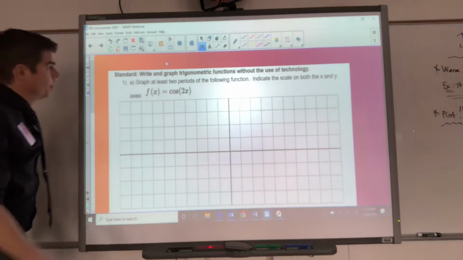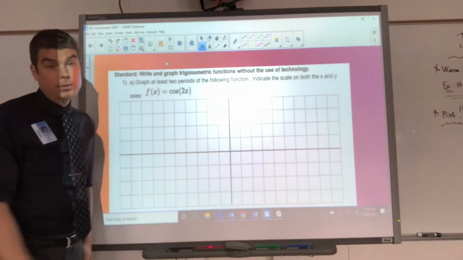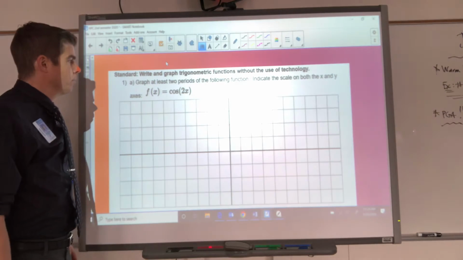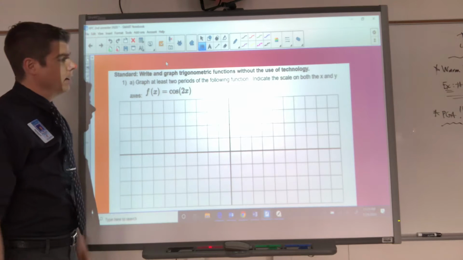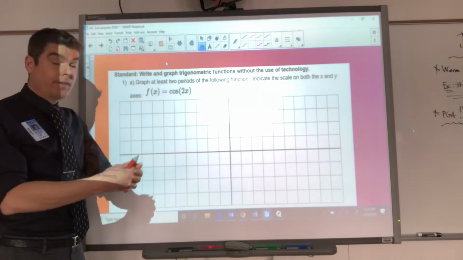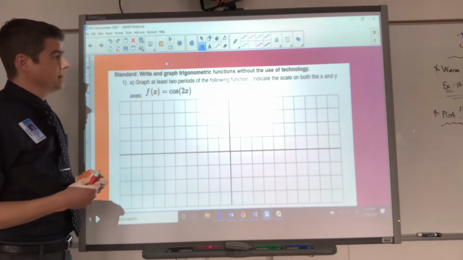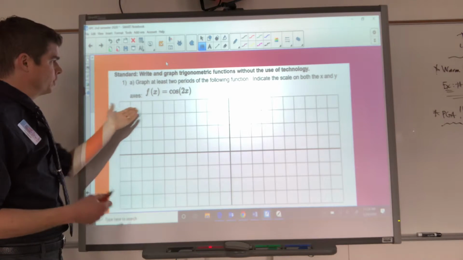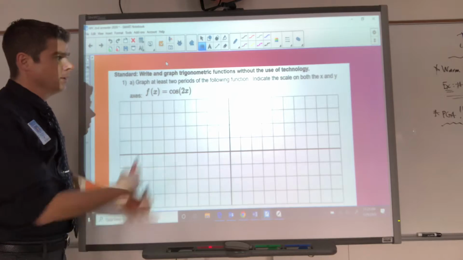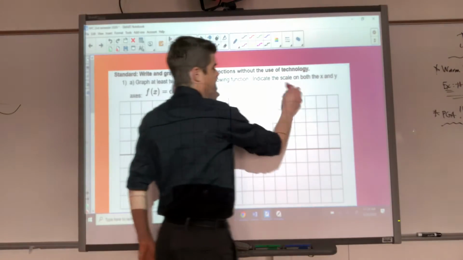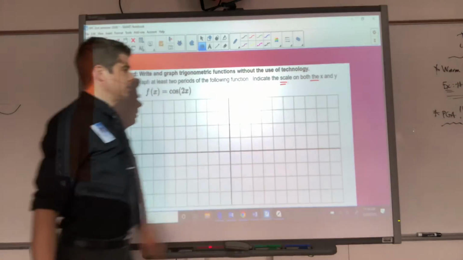All right, so I'd like to explain the two problems that we had on our formative. One of them is, given an equation, draw its graph, and the second one is, given a graph, create an equation that could represent that. So the first problem: given f of x equals cosine of 2x, sketch two periods and make sure you do indicate what scale you're using on the x and the y axes.